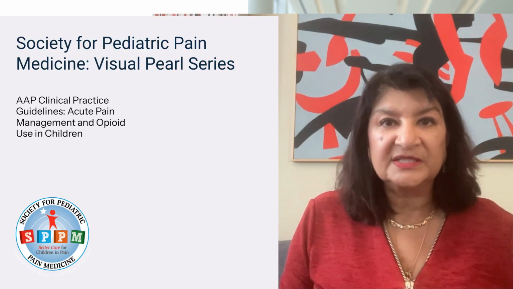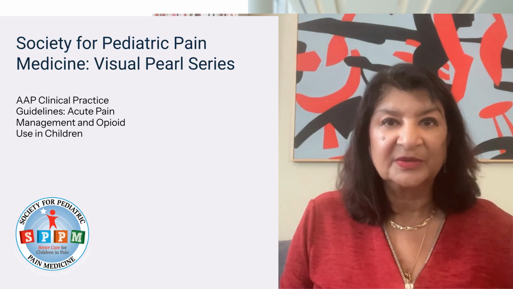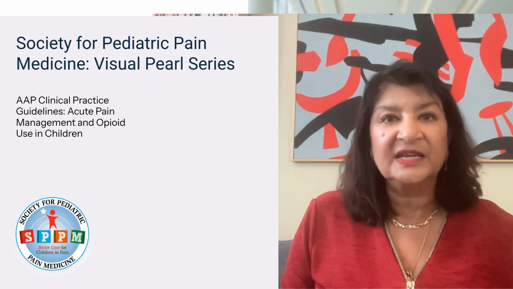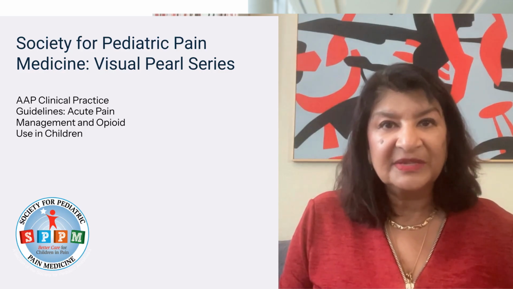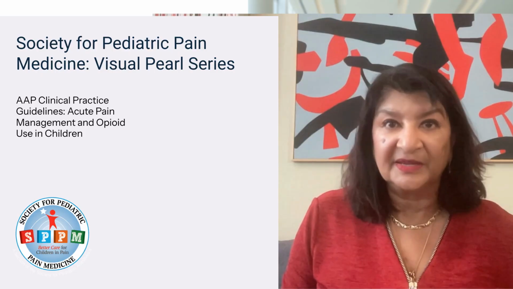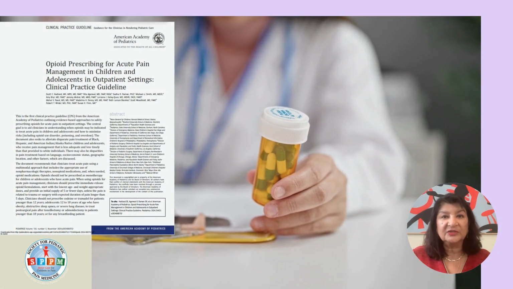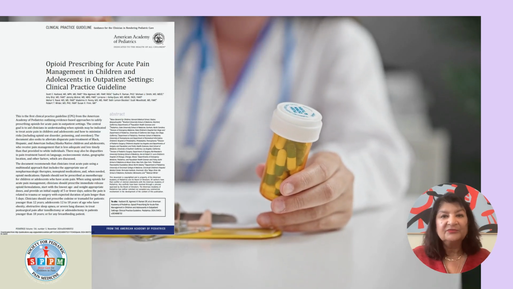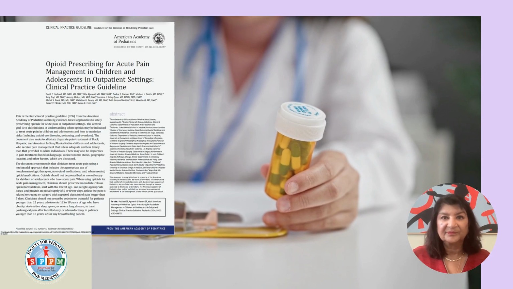Our topic today is the American Academy of Pediatrics Clinical Practice Guidelines on Acute Pain Management and Opioid Use in Children. These guidelines represent years of dedicated work by a multidisciplinary team to promote safer, evidence-based practices in pediatric pain care. These guidelines were created to address growing concerns about opioid misuse and safety in children. They provide evidence-based recommendations for anyone prescribing opioids to pediatric patients.